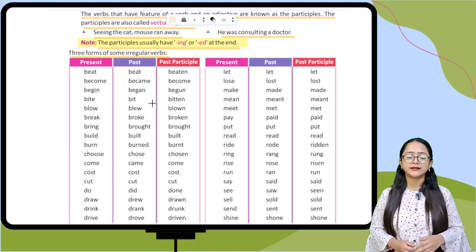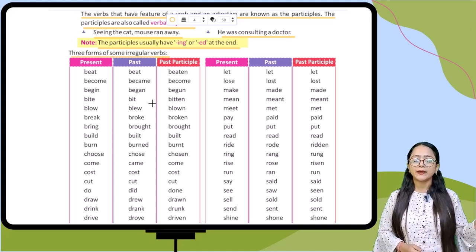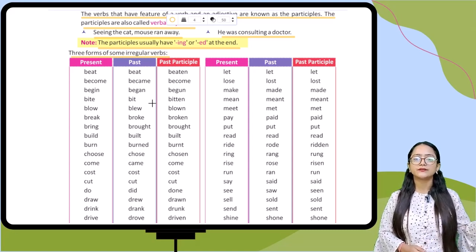Let, let, let. Next, lose, lost, lost. Make, made, made. Mean, meant, meant. Meet, met, met. Pay, paid, paid. Next one, put. It remains the same. Next, read, read, read. Next one, ride, rode, ridden.